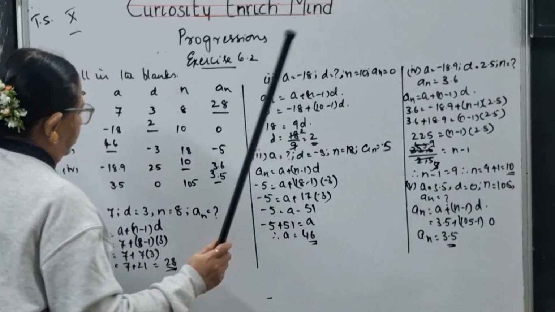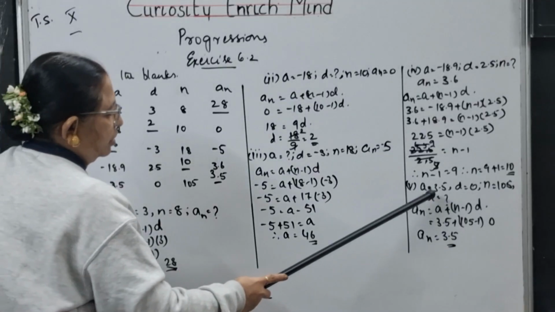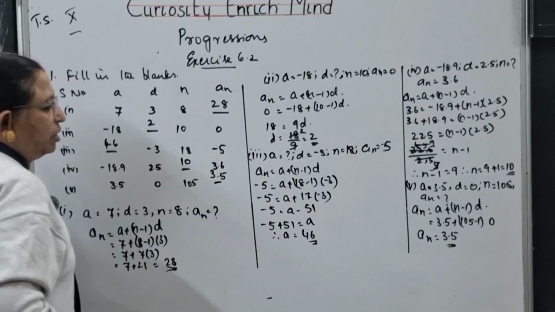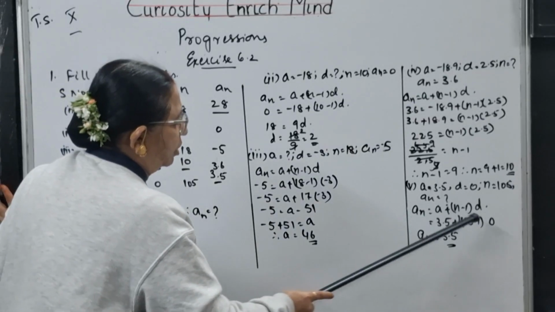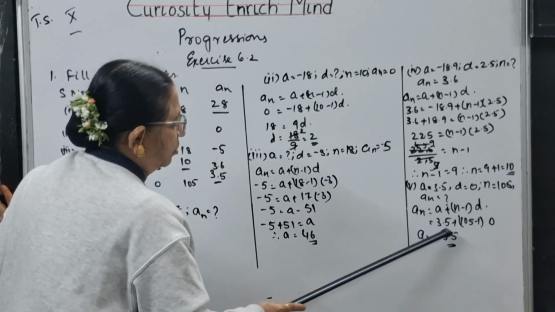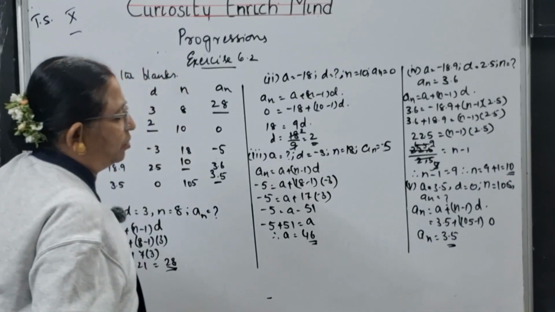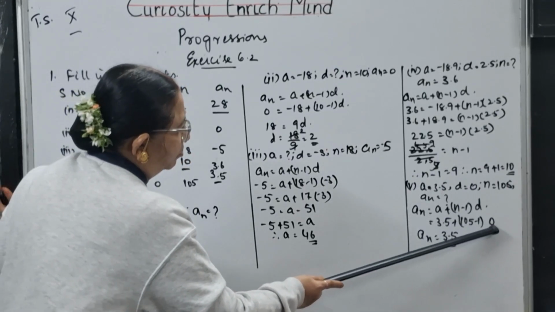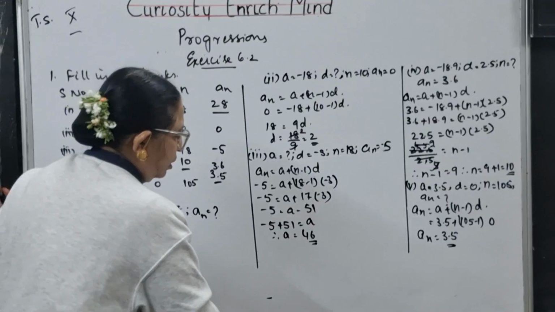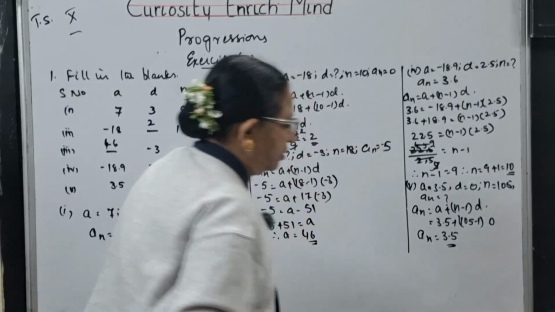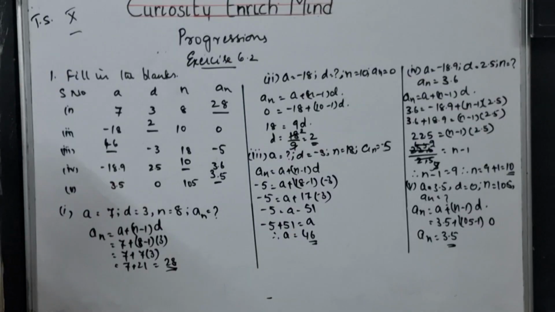Okay. Next bit. Fifth bit. A value is given, D value is given, N value is given. What is AN? AN formula we know. So A value 3.5 plus 105 minus 1 into D is 0. That means this whole thing becomes 0. So 3.5 is the answer for AN, children. Please note it down. This is first problem of 6.2 exercise.